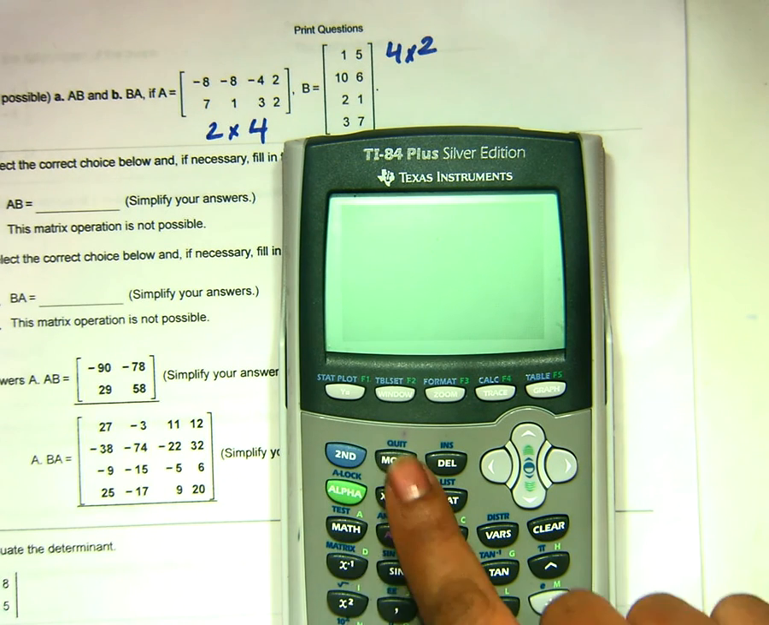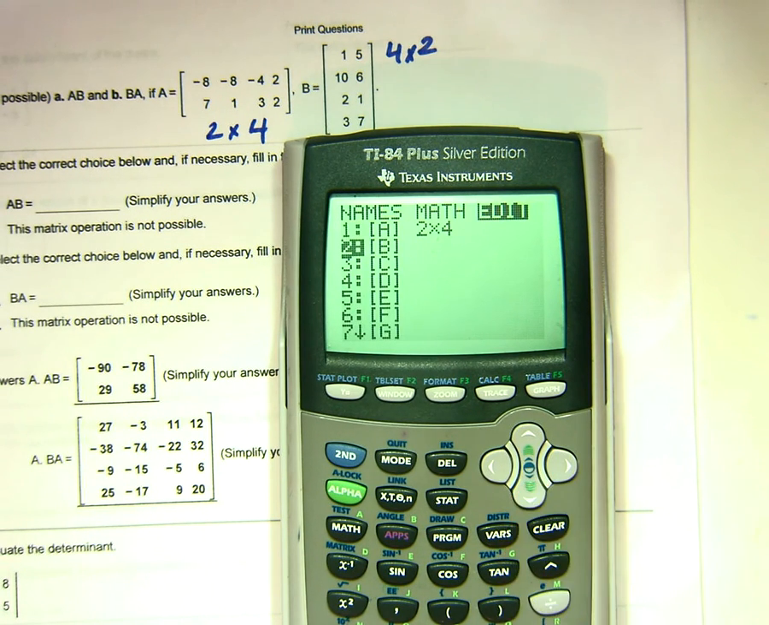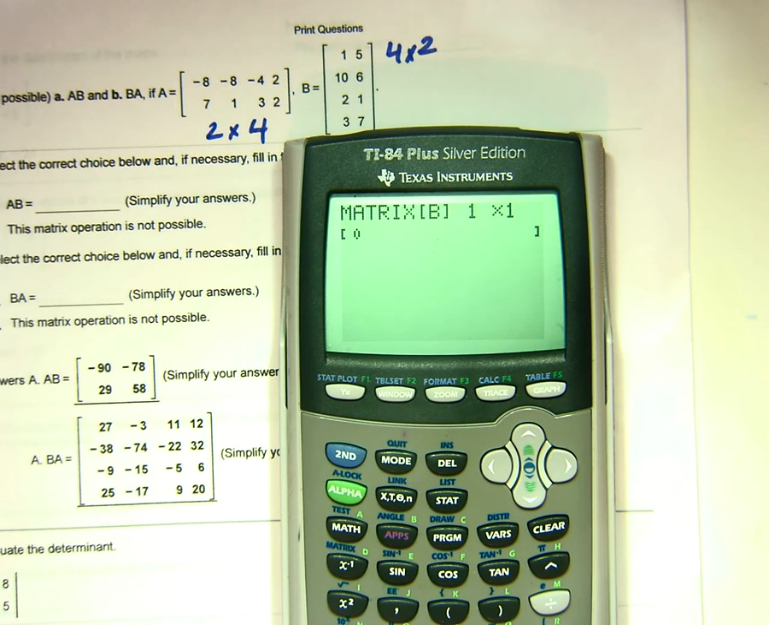So second, matrix again, go over to edit, go down to matrix B, hit enter. This is going to be a 4 by 2. So 4, enter, 2, enter. Put your numbers in as listed. So 1, 5, 10, 6, 2, 1, 3, and 7. So notice I'm going from left to right for each one.